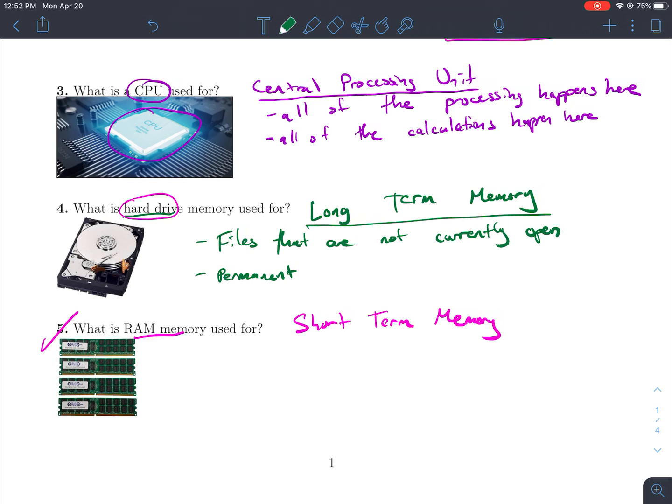All right, so now when you double-click on something that's in the long-term memory, it loads it from the long-term memory into the short-term memory. And that's what RAM is used for. So these are short-term memory. And the good analogy for RAM is it's like what you're currently thinking about or what you're currently working on.